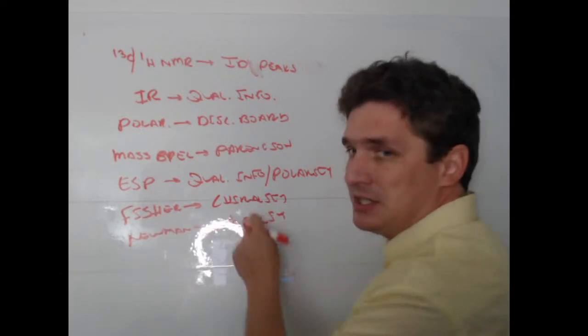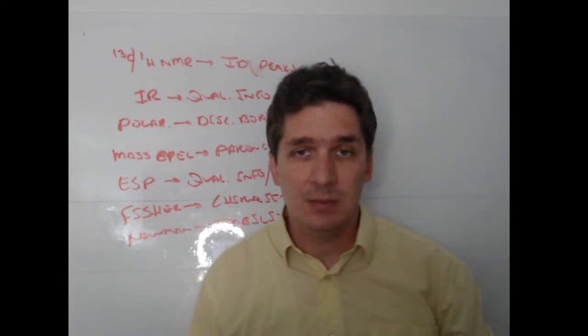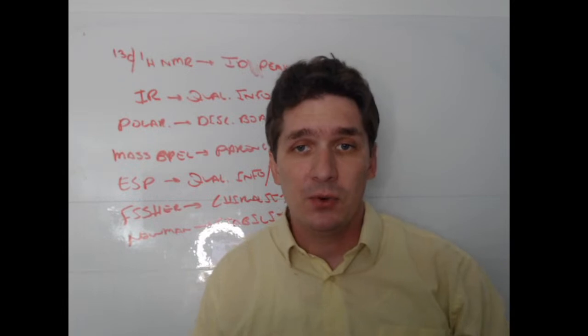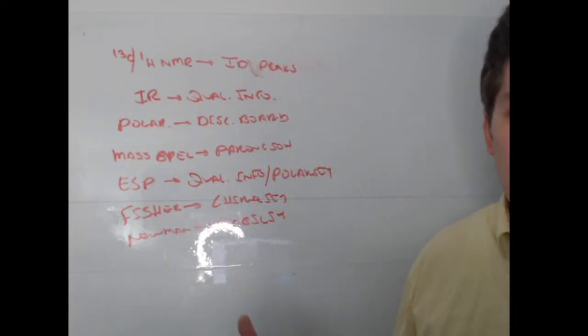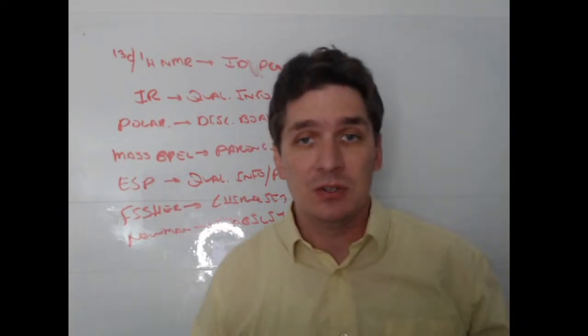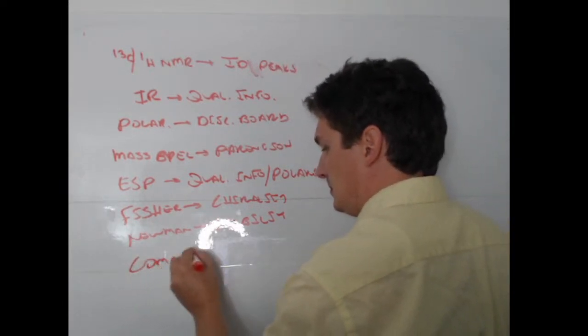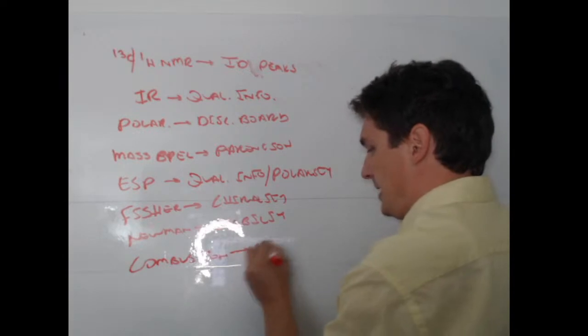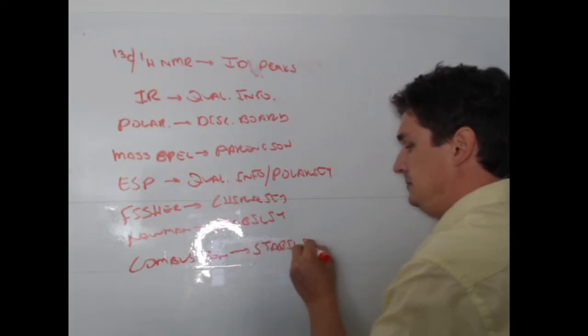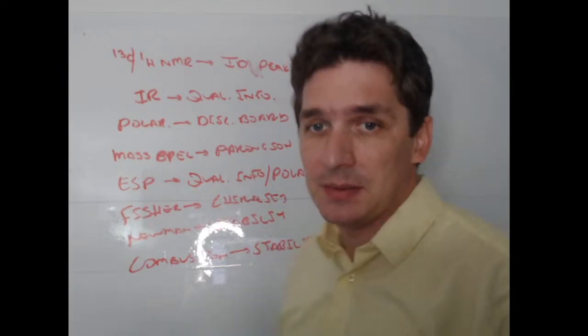So for the Fisher projections, can you identify the chiral centers? Can you tell me if they are R or S? For the Newman projections, can you tell me based on the Newman projections which conformations are more stable? And the last one is the combustion. And there we're just looking for stability. Relative stability.